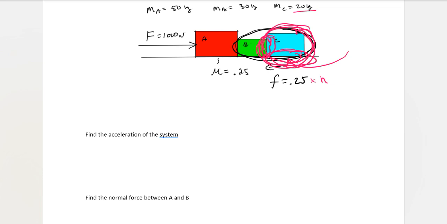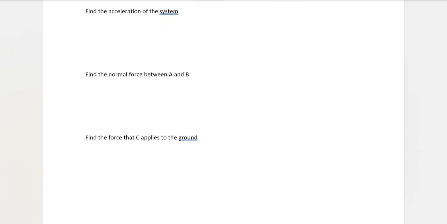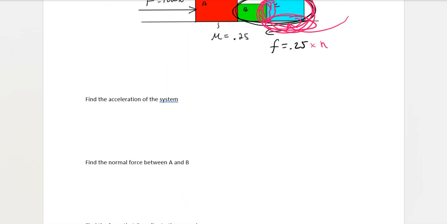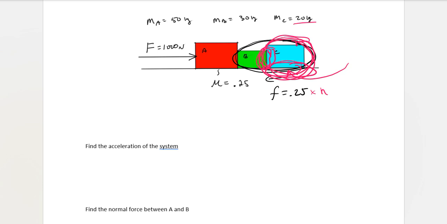Oh, actually, to tell you the truth, everything I said is just fine, but if I look at this question, find the force that C applies to the ground, let me go back to the free body. Hopefully you got it complete. Two of the forces that act between C and the ground is the frictional force at that surface and the normal force, which is up.